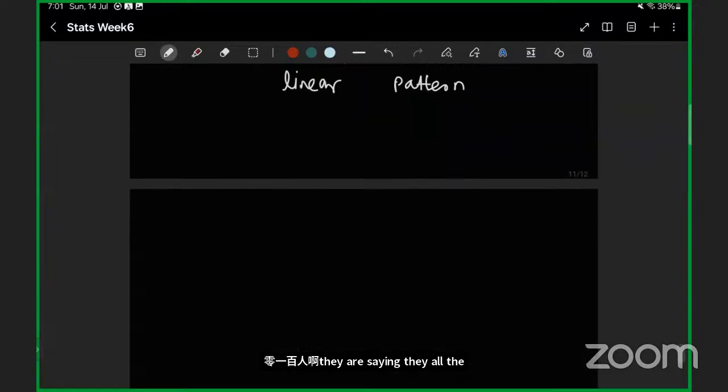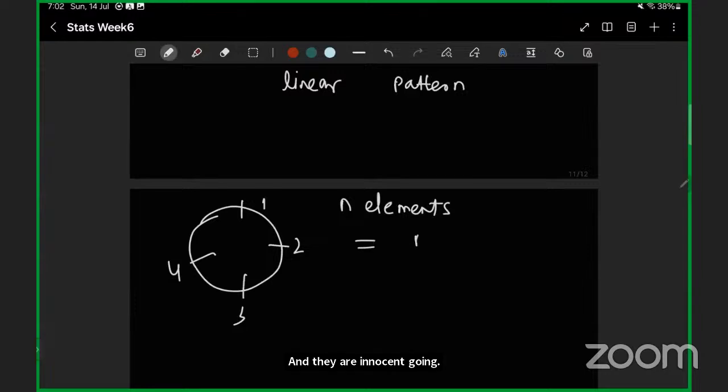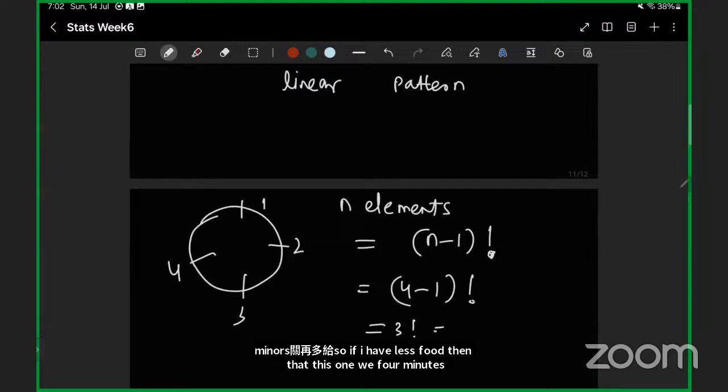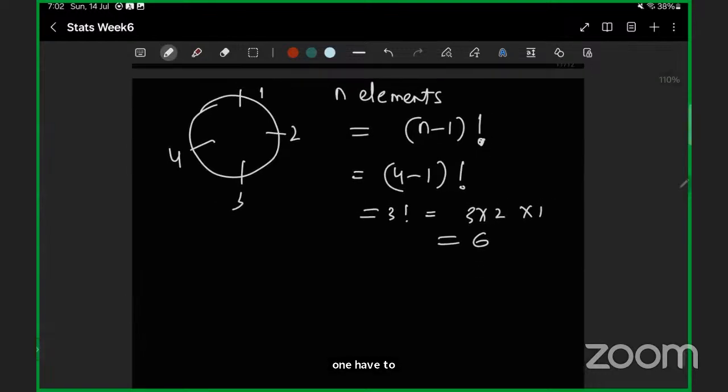So how to do circular? If you have a circular arrangement of any number, let's say I have n elements in a circular pattern, then I can arrange them in n minus 1 factorial ways. So if I have, let's say, 4, then that is going to be 4 minus 1 factorial. This is 3 factorial, which is 3 into 2 into 1, 6. So 6 ways I can arrange this.